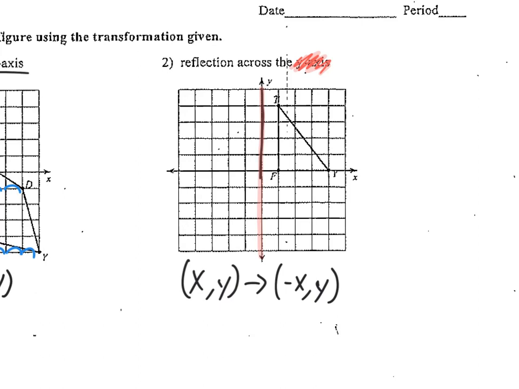Now, each of these, I'm not going to do all the lines this time around. I can see that T is 1 away, so I'm going to go 1 away. There's F. And then the other one is 1, 2, 3, 4 away. So 1, 2, 3, and 4 away. I think that's F prime. That looks like a Y. That kind of looks like a T. Connect the dots. And done.